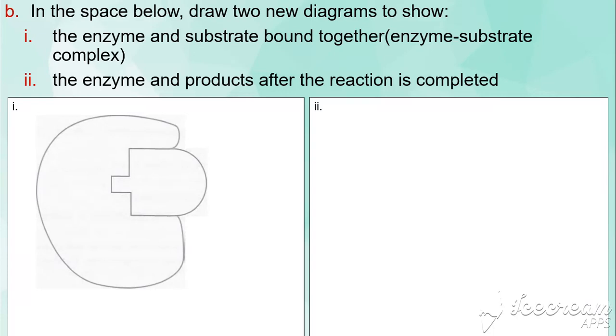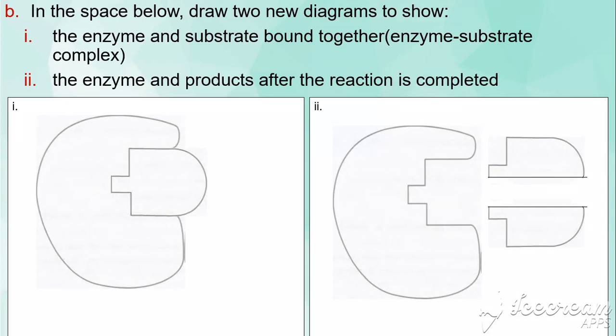And at the end of the reaction, we have the enzyme, which is unaltered, and the products, which are two glucose molecules. And that concludes our lesson on the lock and key mechanism of enzymes.